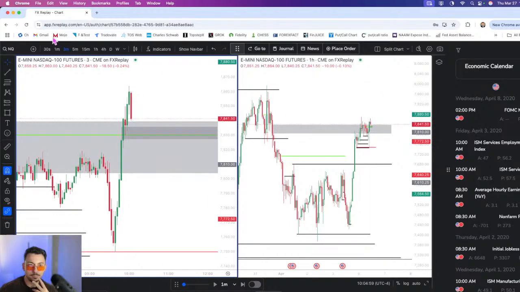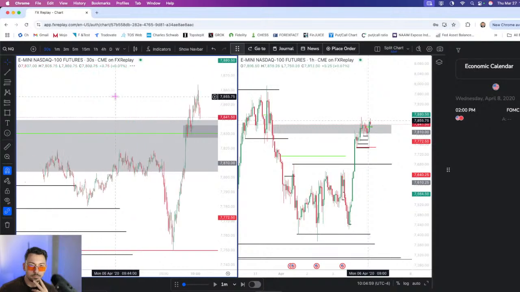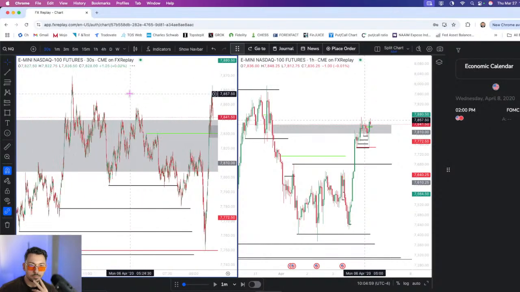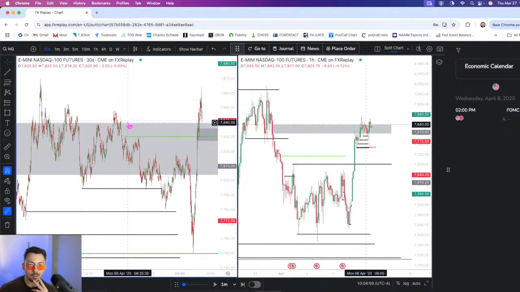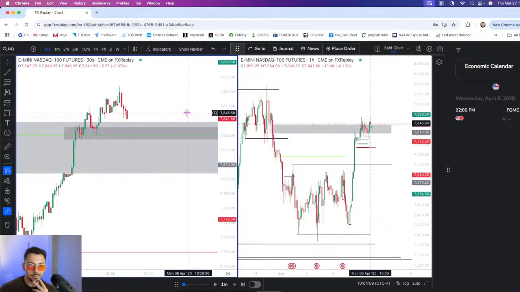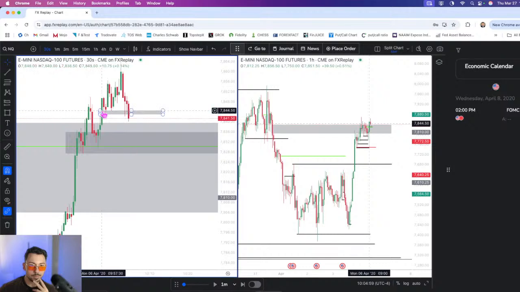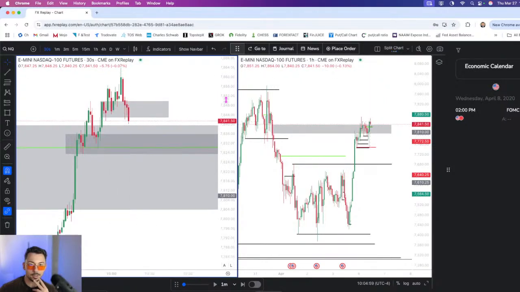Nothing yet. Let me check the 30-second. Okay, so we did sweep a lot of buy-side liquidity here, but we haven't hit this high yet. What do we think, guys? Is this a good 30-second setup right here? Wow, that's so small. But actually, it's bigger. It's this too. What do we think, guys? Is this a good 30-second setup?